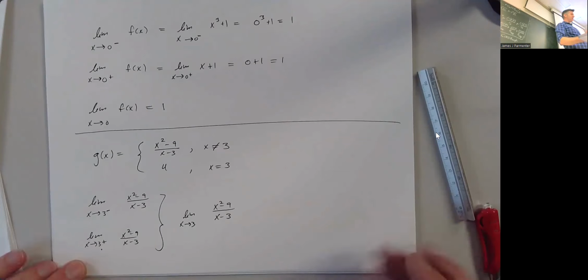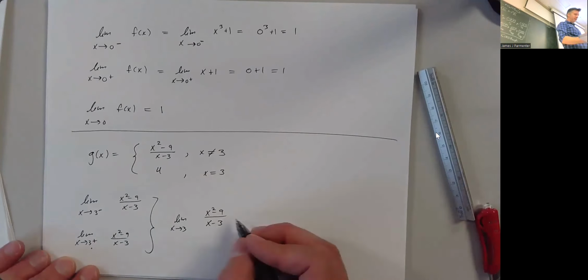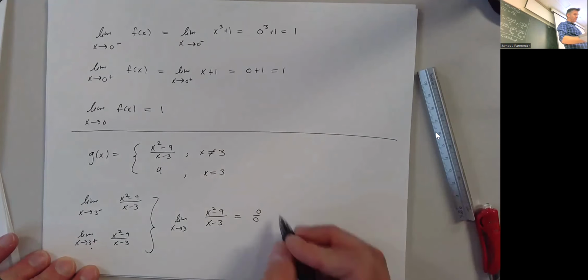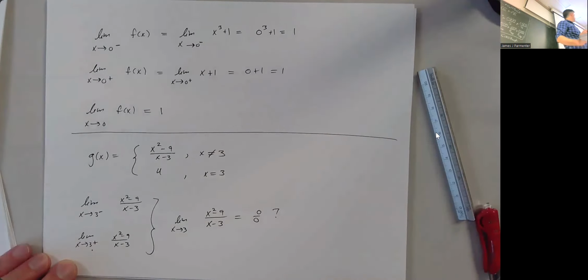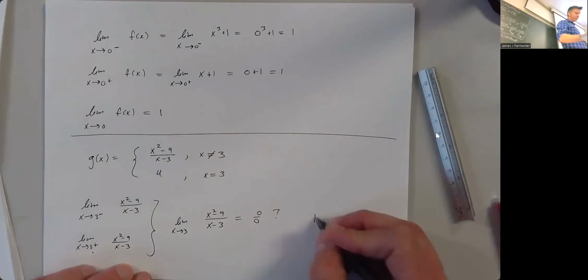So here, if you try to plug in 3, you can't. If you plug in 3, you get 0 over 0. So what do we do when we get 0 over 0? You do more work. 0 over 0 means you have to try something else. Usually that means, in the words of my colleagues, do some algebra.